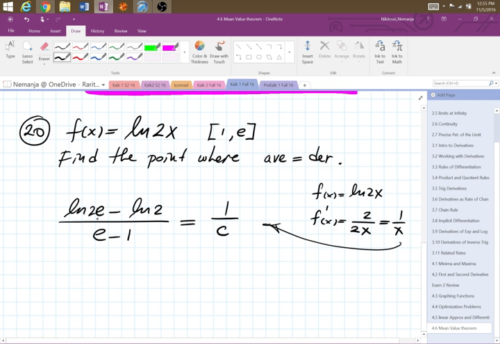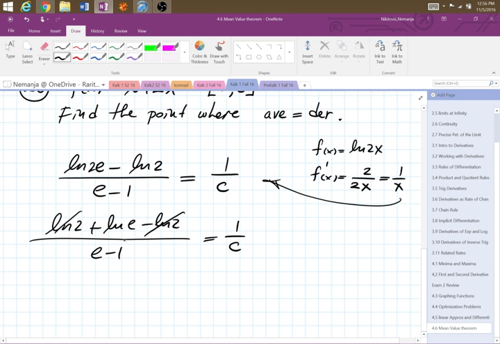ln 2e, that's a product. So I have that as ln 2 plus ln e minus ln 2, they die, over e minus 1 is equal to 1 over c. That's 1. So 1 over e minus 1 is equal to 1 over c, from where c is e minus 1. Yay.